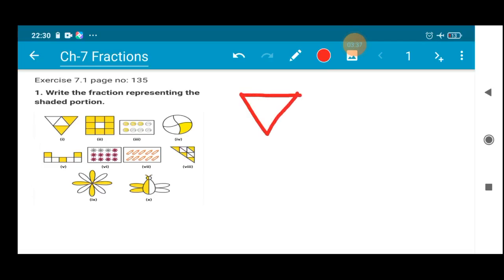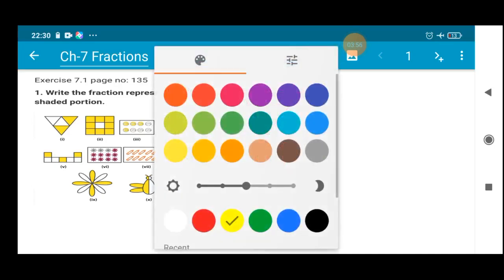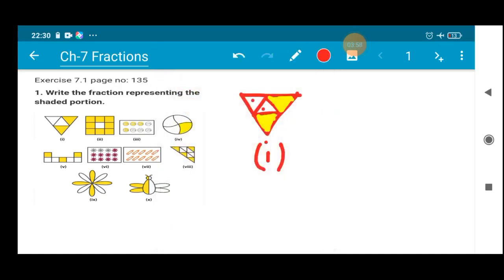Okay, so the first question is: write the fraction representing the shaded portion. According to the figure, I'm trying to make this figure also. How many parts are there? What are the total parts here? 1, 2, 3, 4. So out of 4 parts, what part is covered by the yellow shaded portion?